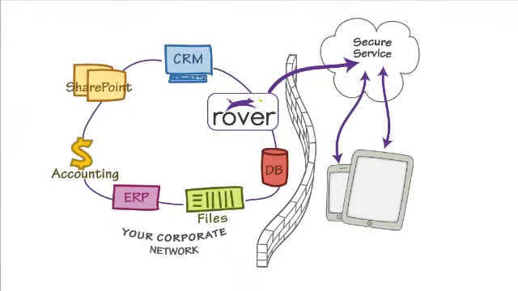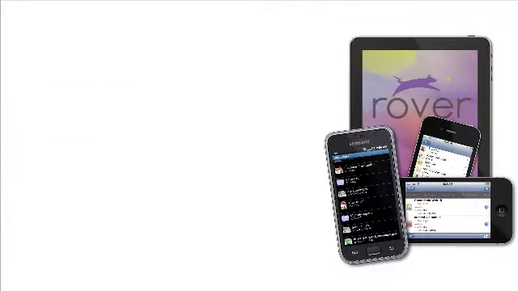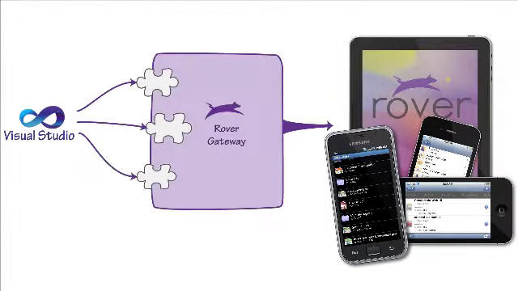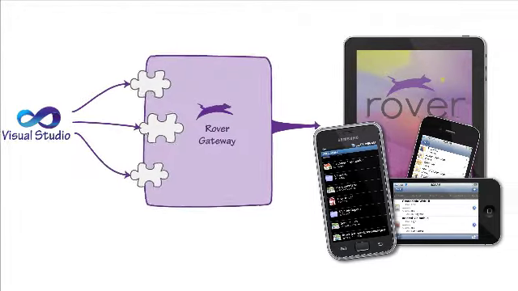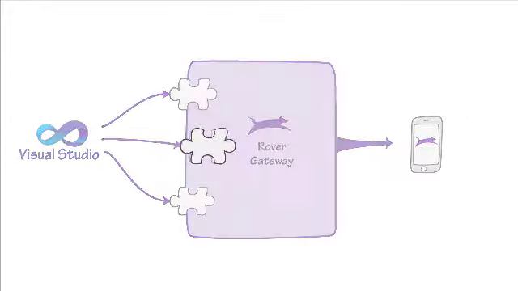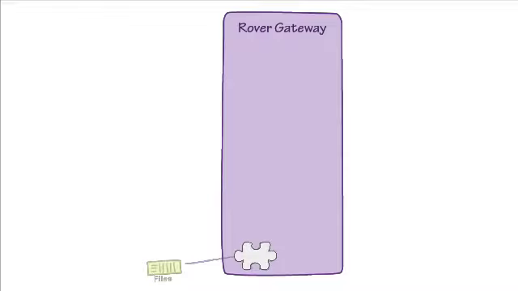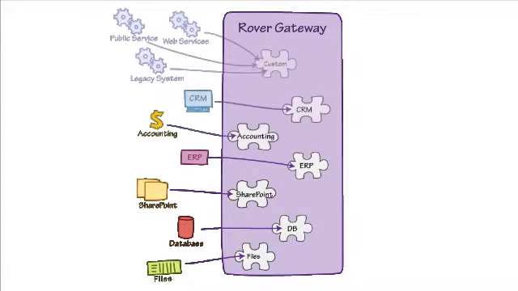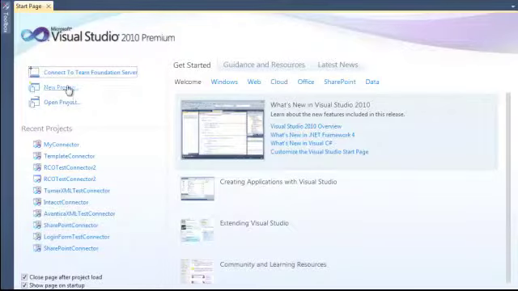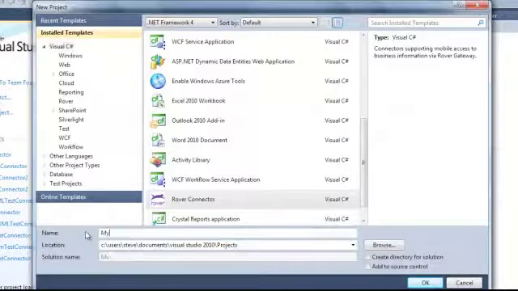Rover Apps allows you to develop mobile solutions targeting multiple mobile devices without having to learn new development tools or languages. With our Visual Studio integration, you can start to mobile enable your existing line of business systems and enterprise data today. Over the next few minutes, you will see how to build, deploy, and test a mobile application all from within Visual Studio. To begin, simply create a new Visual Studio project and select the Rover Connector template.